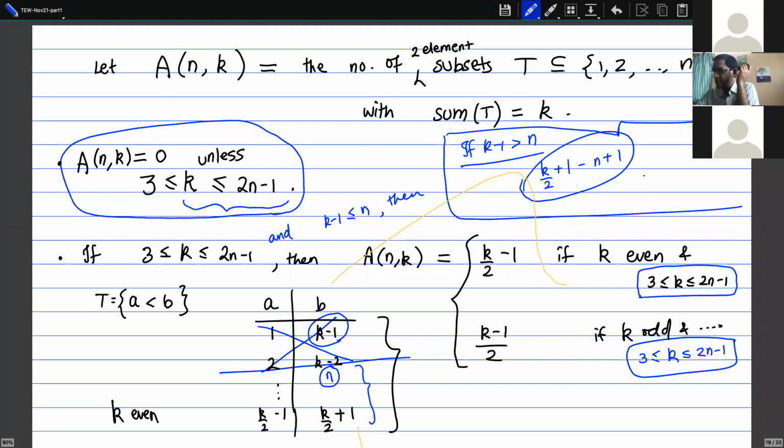Let me leave this as an exercise, maybe a good exercise for the next tutorial. The goal is to fix this formula. What is the correct formula for a and k? There are lots of cases involved. And if one can give a nice compact description in terms of the integer part function and so on without involving these cases, that will also be nice.